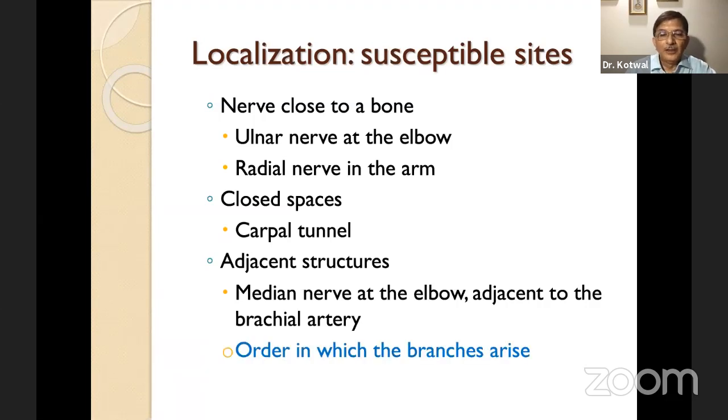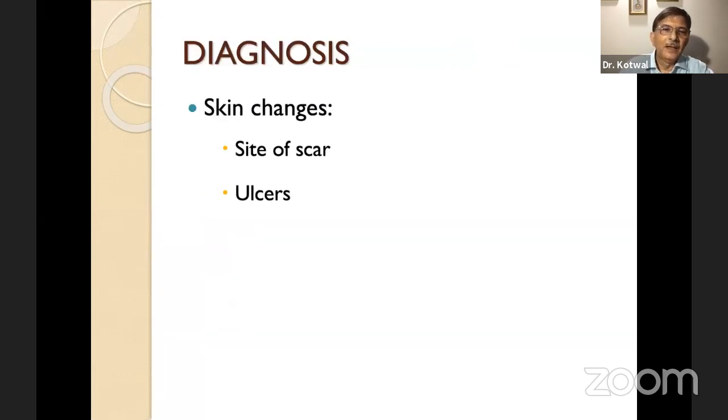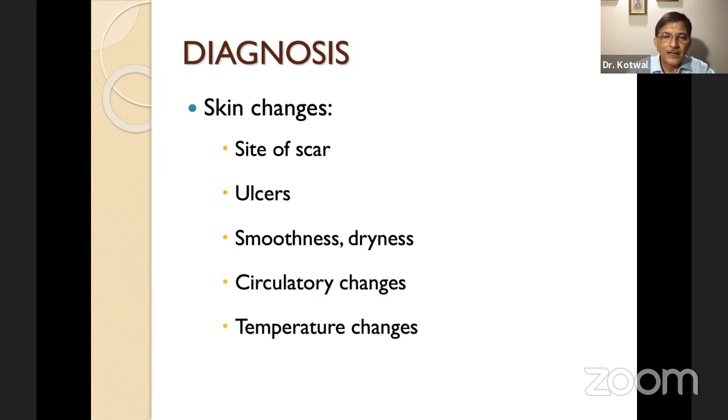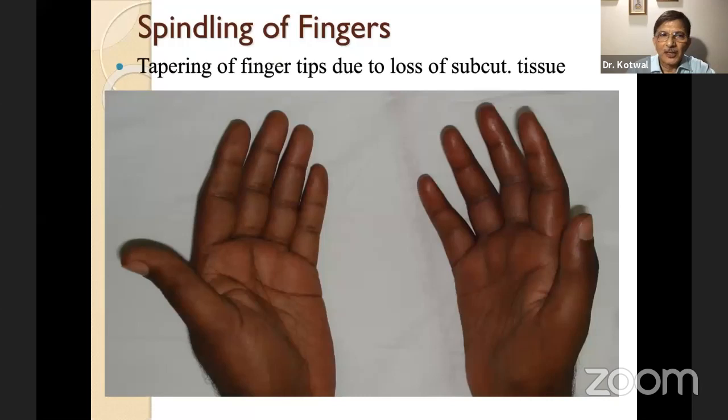And also you should know the order in which the branches are given by a particular nerve as it traverses from the proximal to the distal. That would give you an idea as to what nerve must be paralyzed and how to test for it. In the diagnosis, as he has said, look, feel, and move. In the look, you have to look for the site of the scar, if there is any. Then the trophic ulcers, the skin, whether there is smoothness or dryness of the skin, and whether there are any circulatory changes or temperature changes in that particular extremity distal to the injury.